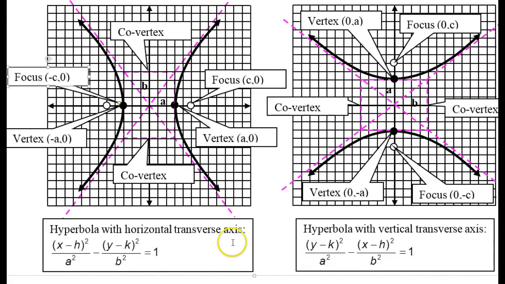Now, in standard form, the positive term is always first. So I could say if the first term is the x term, it's going to open horizontally, left and right. If the first term is the y term, it will open vertically, up and down.